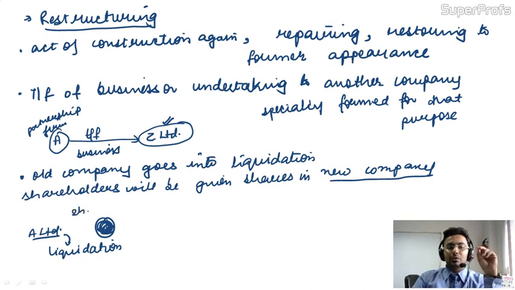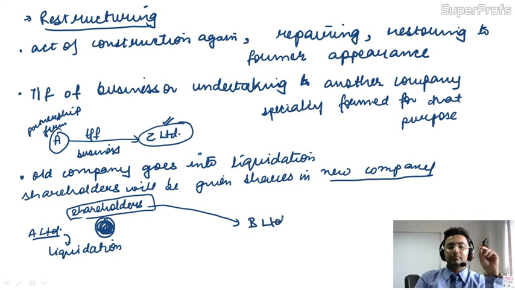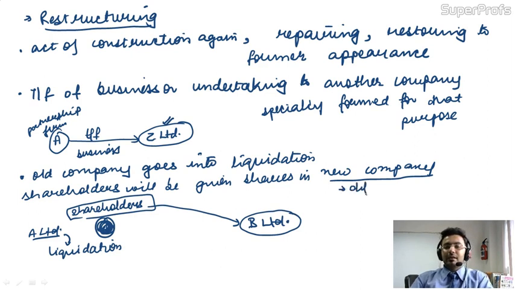Now the shareholders, what will happen to the shareholders? Sir, it's a company, definitely there should be some shareholders. These shareholders will be given shares in a new company, B Limited. This new company may have a different name. That is more than sufficient.